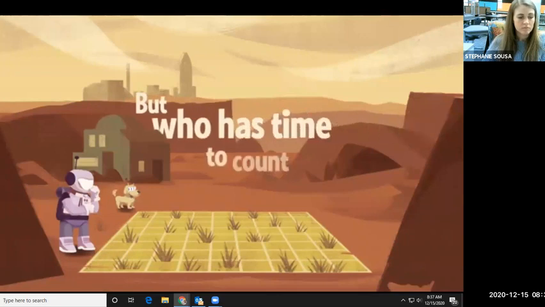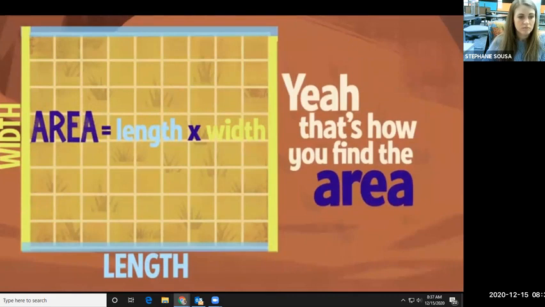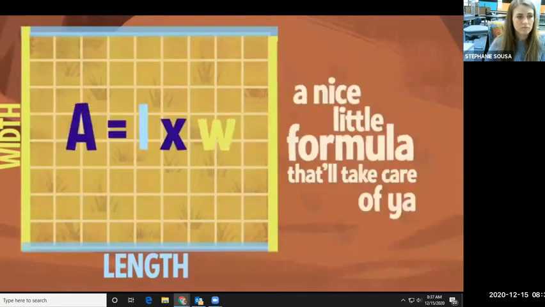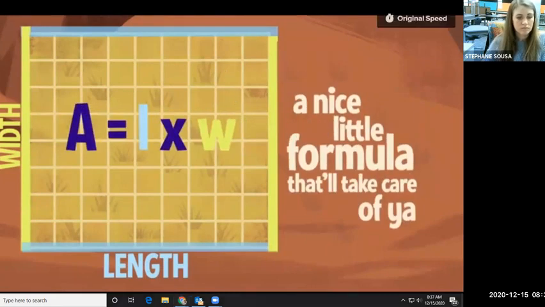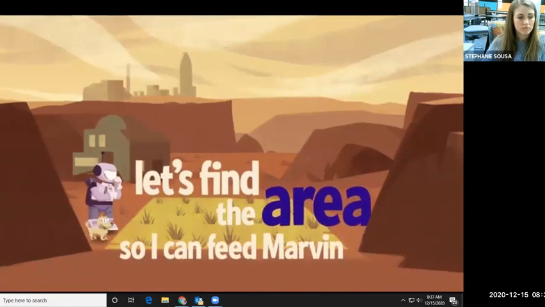But who has time to count squares? Length times width is the quickest way to get there. Yeah, that's how you find the area. A nice little formula that'll take care of ya. And I need to hurry cause my dog is starving. Let's find the area so I can feed Marvin.